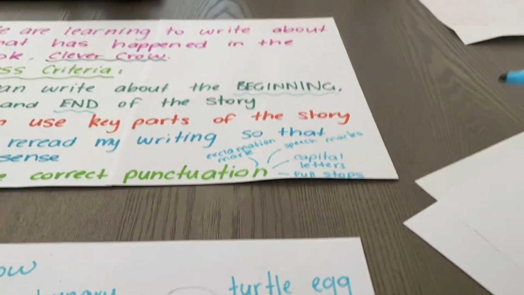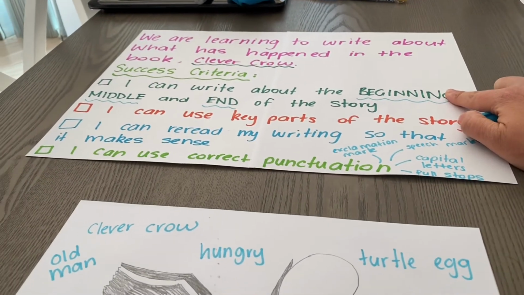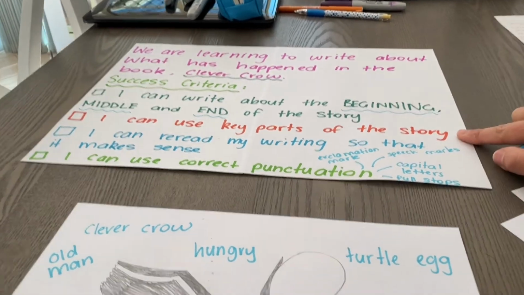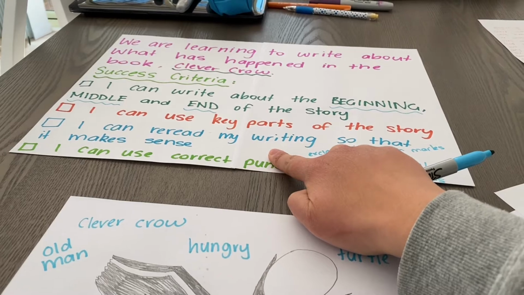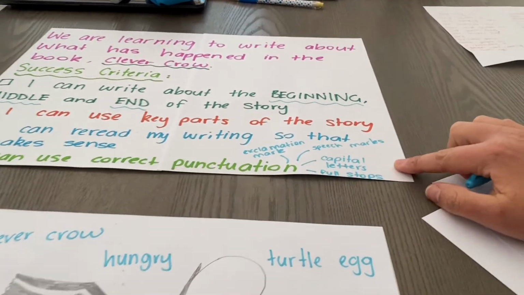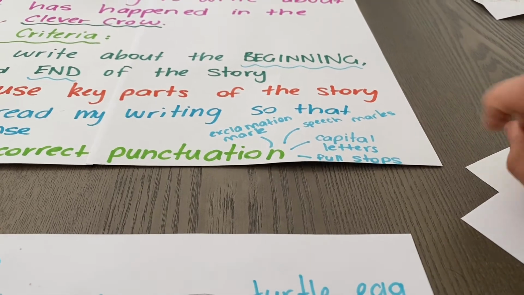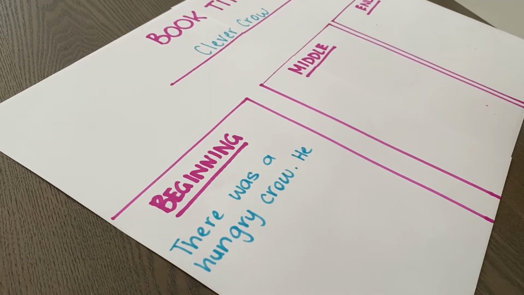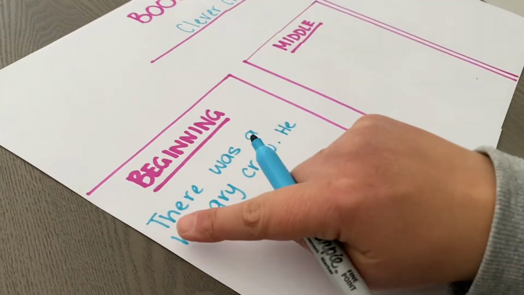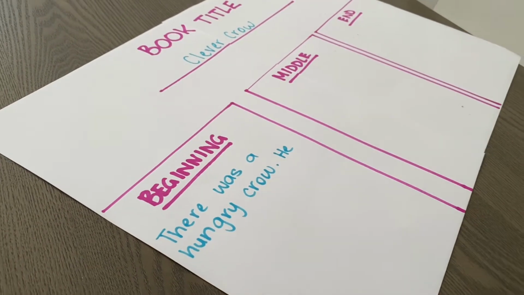Now, if I go back to my success criteria, I need to make sure that I'm writing the beginning part first. I'm including the key parts. When I finish my writing, I will reread it to make sure that it makes sense. And I'm making sure that I've got all of these, so capital letters and full stops. And if someone is speaking, I use speech marks. Okay, so I started my first part of my sentence and I made sure I've got a capital letter. There was a hungry crow, and I've used a full stop because I finished that sentence.